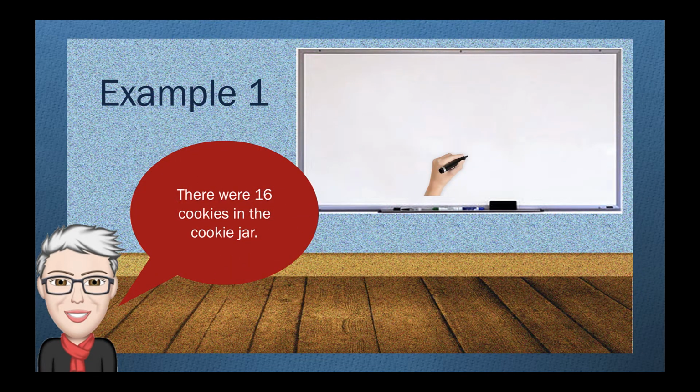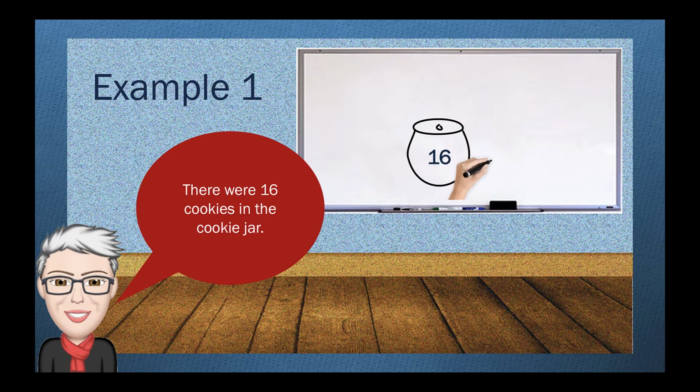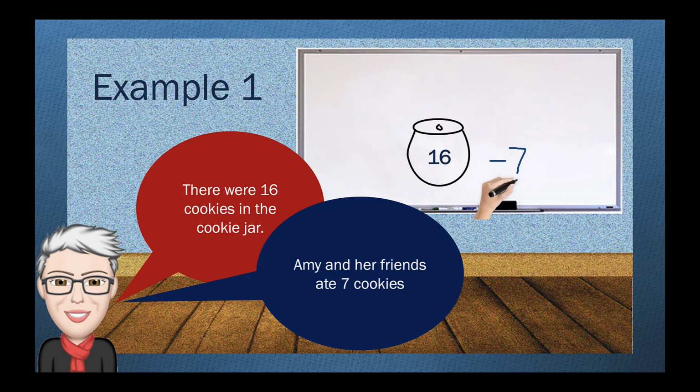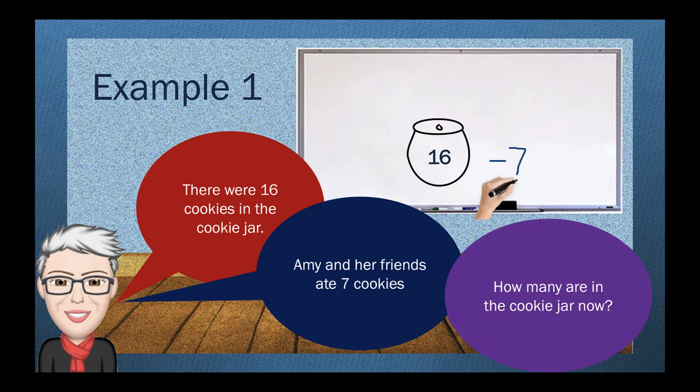Example 1. There were 16 cookies in the cookie jar. Amy and her friends ate 7 cookies. How many cookies are in the cookie jar now? The teacher poses this task by stating the problem aloud while drawing the picture and writing the numbers involved on the picture for students to see.